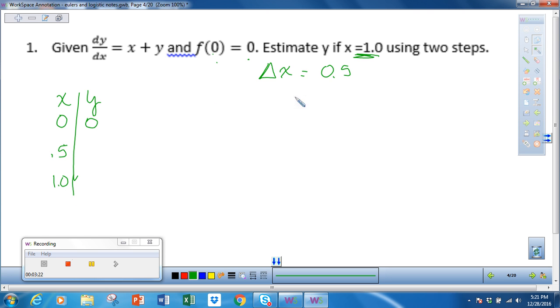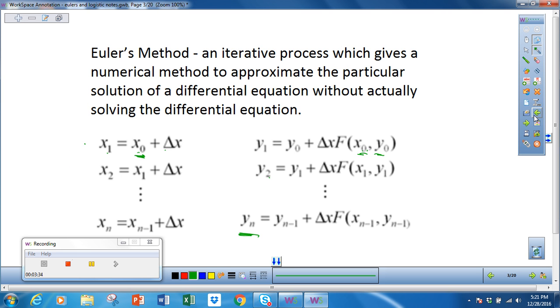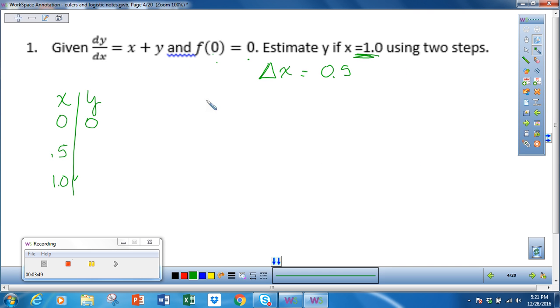Now, how do I find my y values? Well, remember, in the previous slide, let's just go back for a second. We said that y1 is equal to y0, which is the initial condition, plus delta x times the differential equation evaluated with the previous x and previous y. So I have y1 is equal to y0 plus delta x times my differential equation evaluated at my previous x and my previous y.